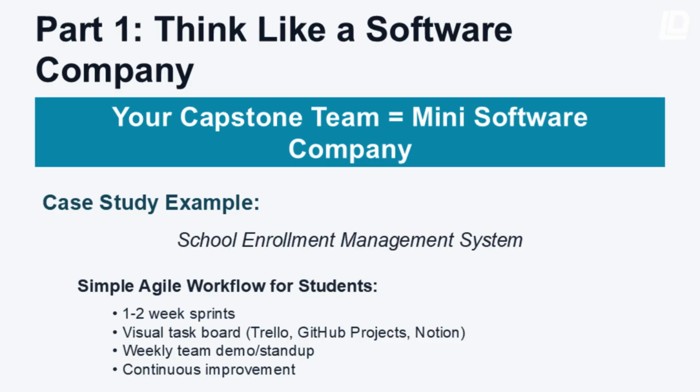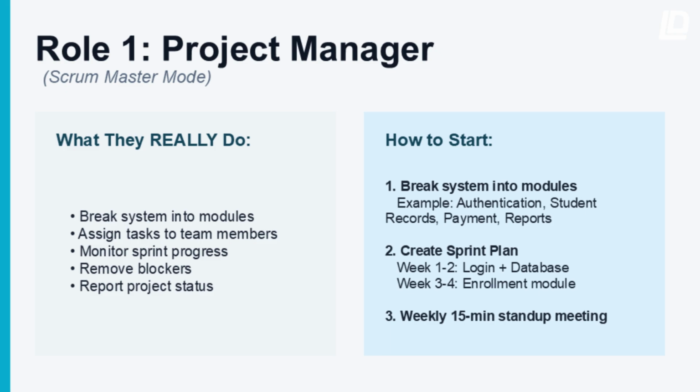Now let's talk about the specific roles. Role number 1, Project Manager, also known as Scrum Master in industry. Let's be clear about what this role really does. It's not just about telling people what to do. A project manager breaks the entire system into manageable modules. For our enrollment system example, that means separating authentication, student records, payment tracking, and reports into distinct modules.